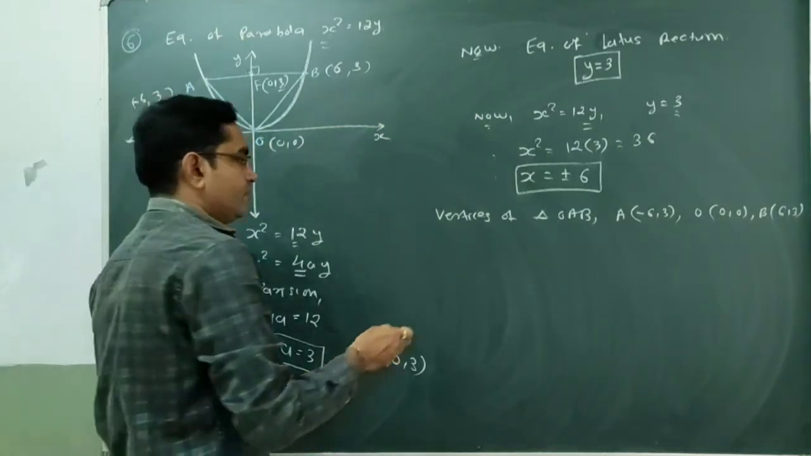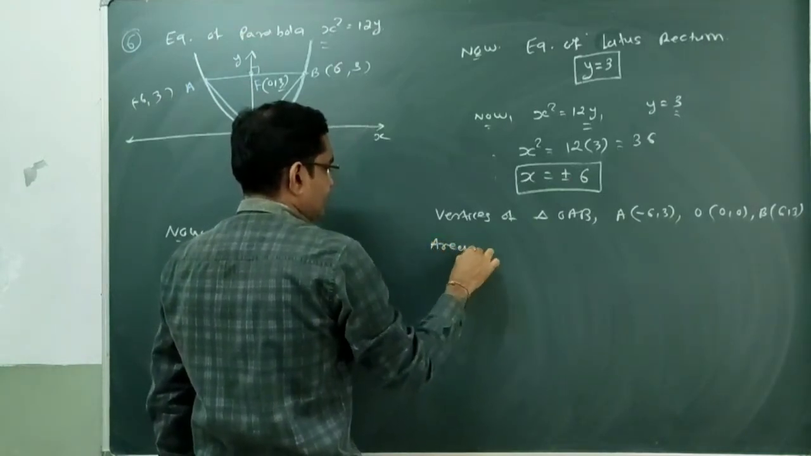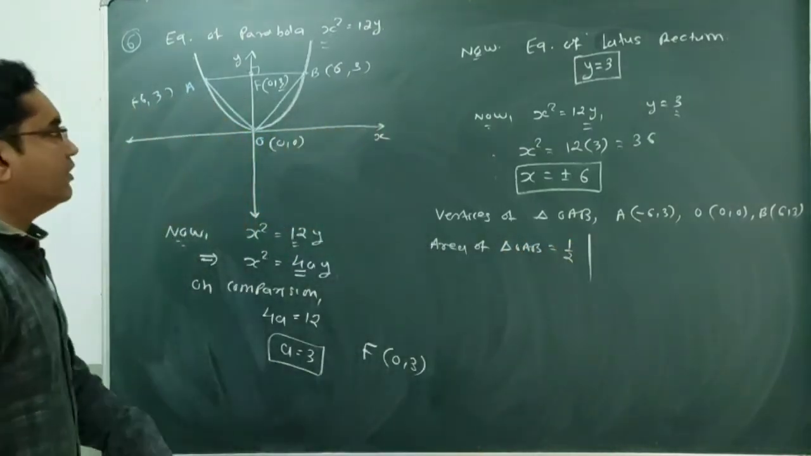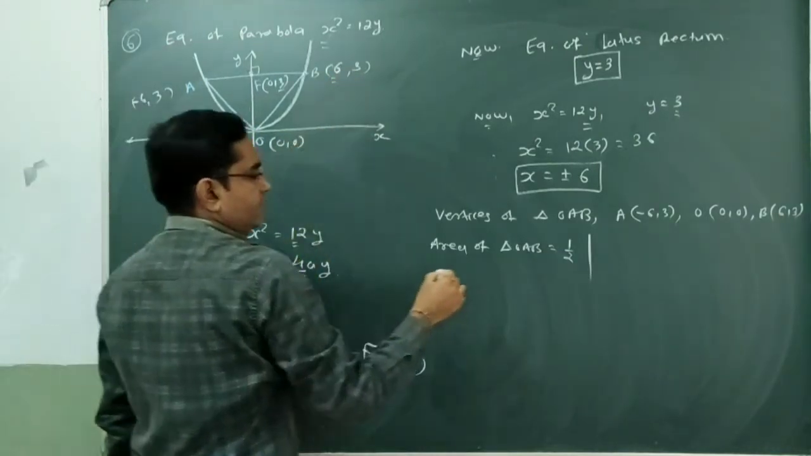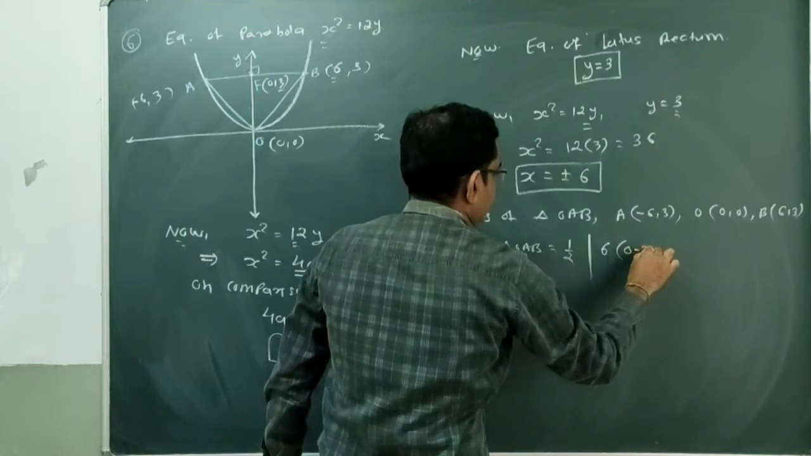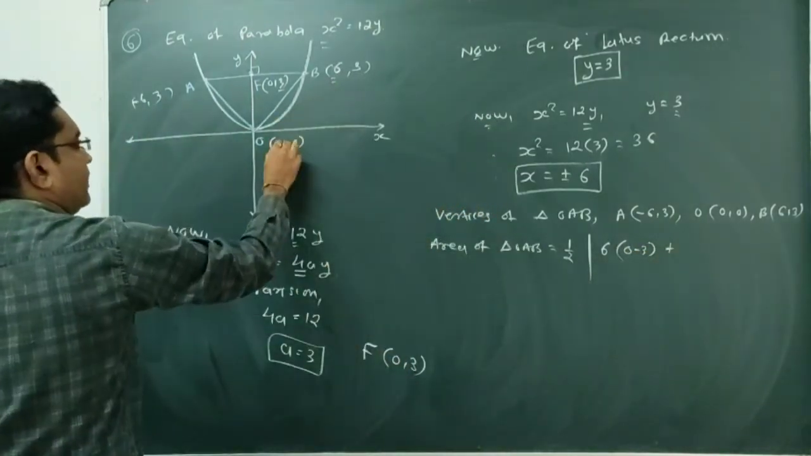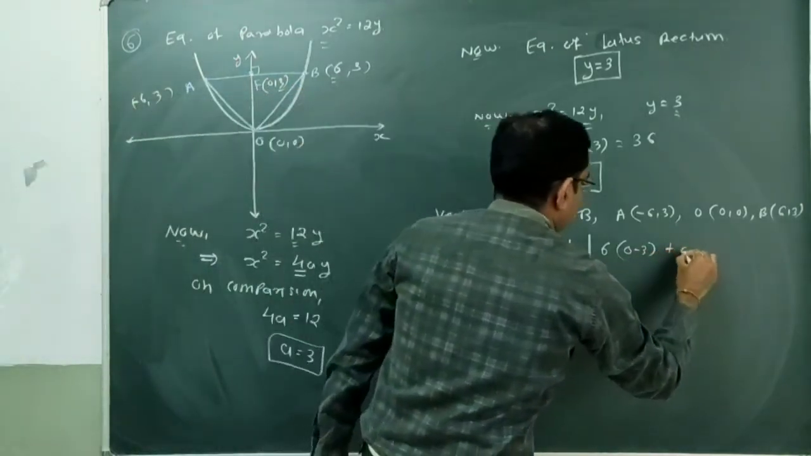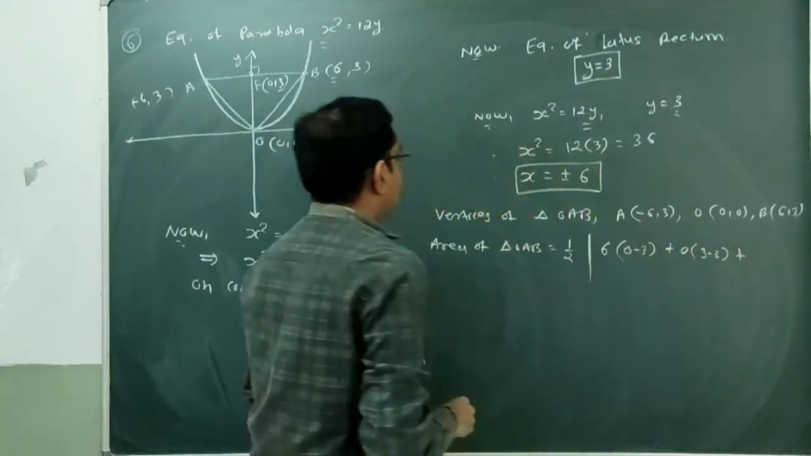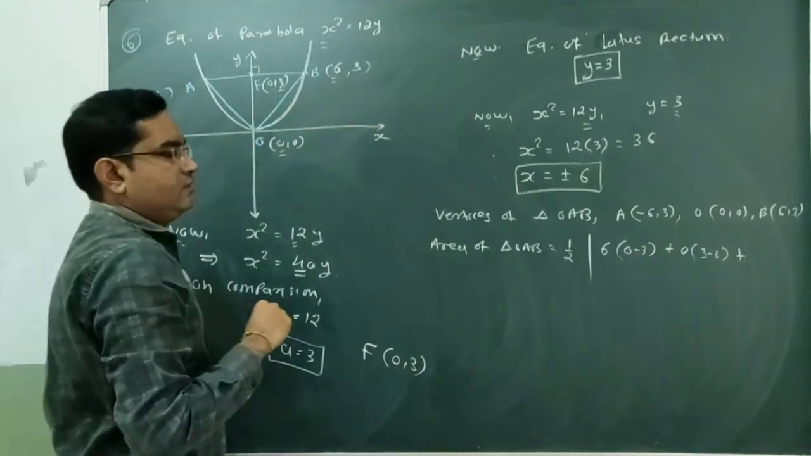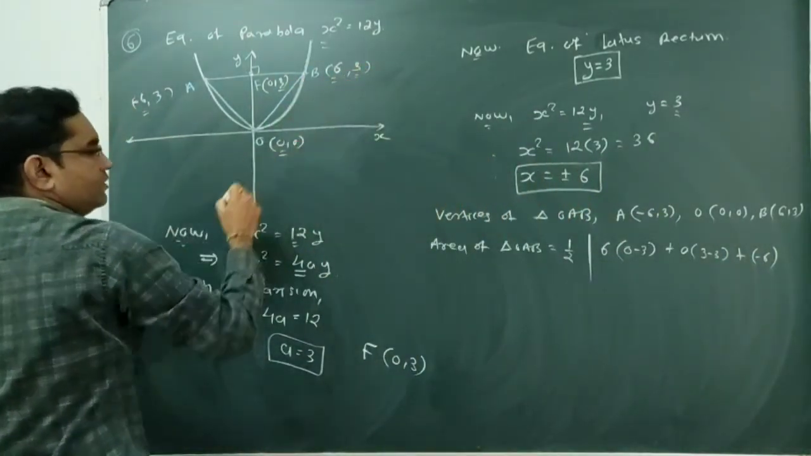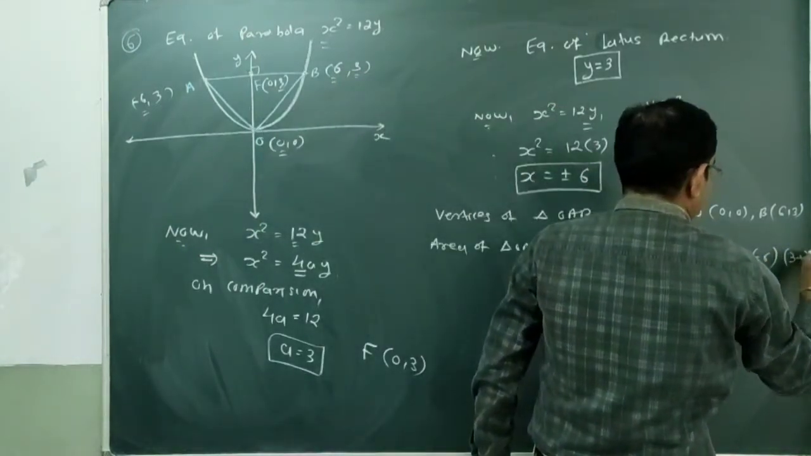So can we find the area? All of you know the formula. Area of triangle OAB is equal to 1 by 2 mod. Where do we start? Start from here, with x1. So it's 6 into (y2 minus y1), that is 0 minus 3. Plus 0 into something, so that becomes 0 according to the formula, that is 0 into (3 minus 3). Plus this point, -6 into the difference of the y coordinates, 3 minus 0. Done, mod complete.